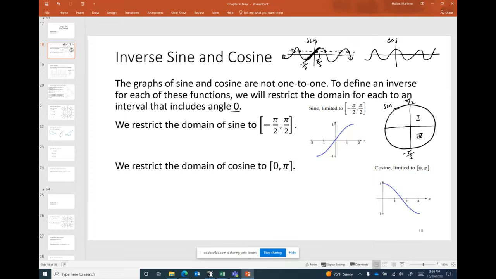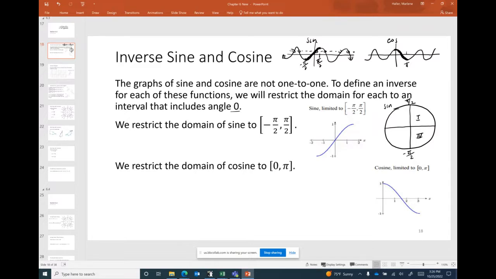And then for the cosine, we do a similar thing. We restrict that domain as well, but for the cosine, we use 0 to pi, right? So for the cosine, we're just using this portion of the graph here from 0 to pi.